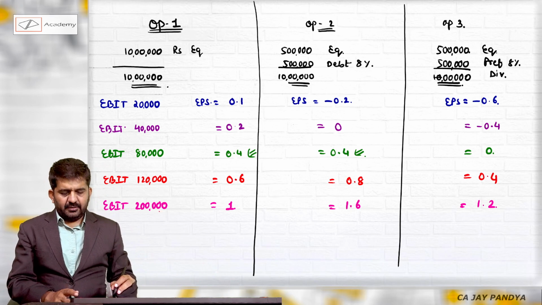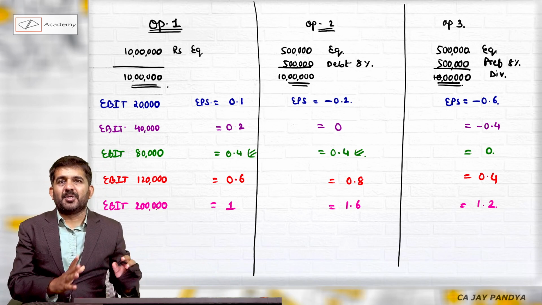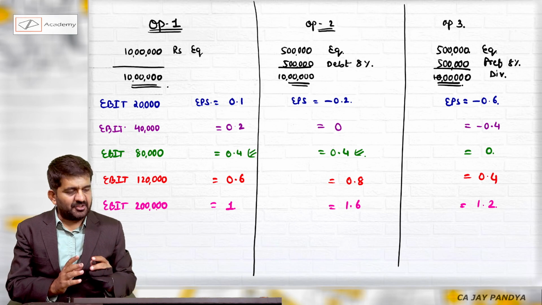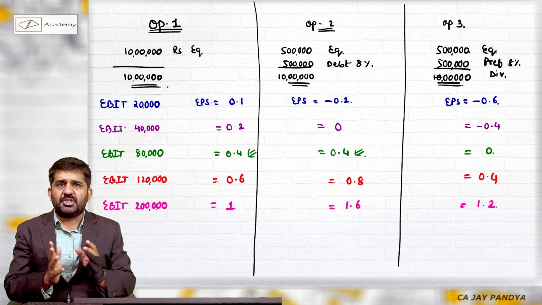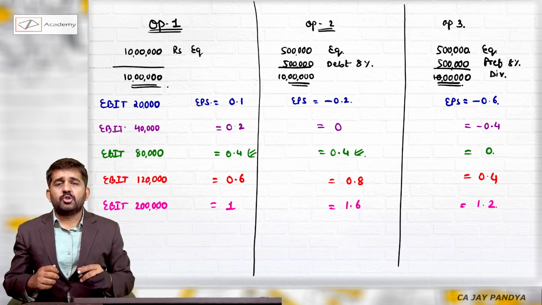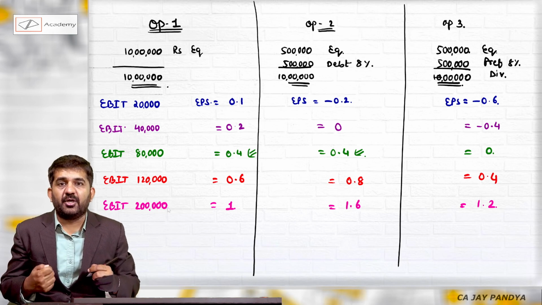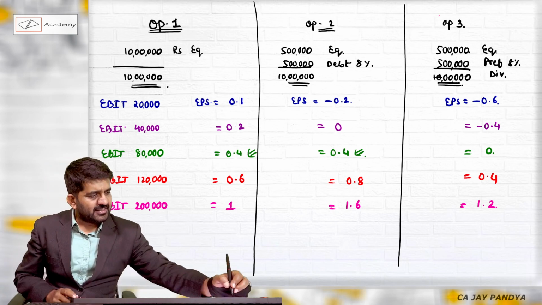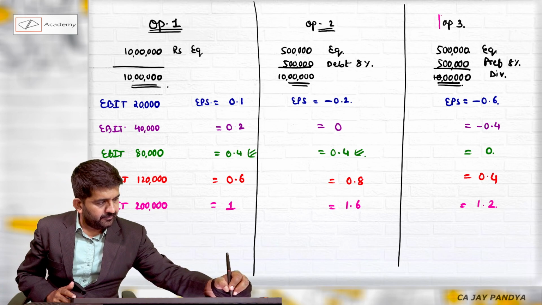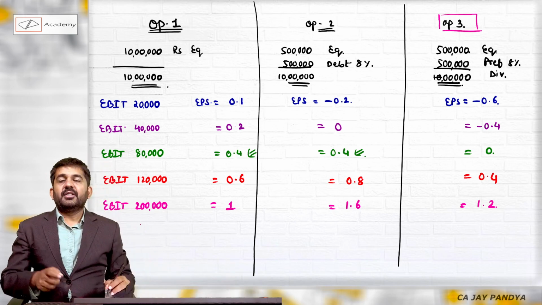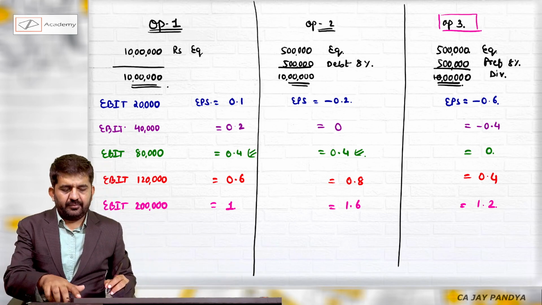Please understand the situation. For you, this will require minimum 20 to 25 minutes of calculation. I was having an Excel sheet, so it is extremely easy. Also, this is a good question to understand trading on equity. Please understand, let us forget option 3. There are different situations given.